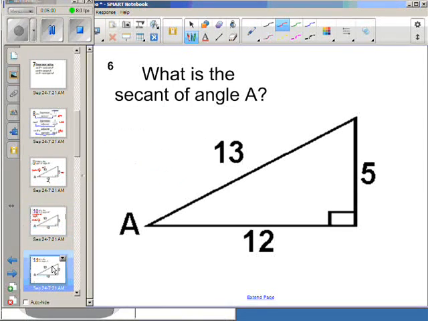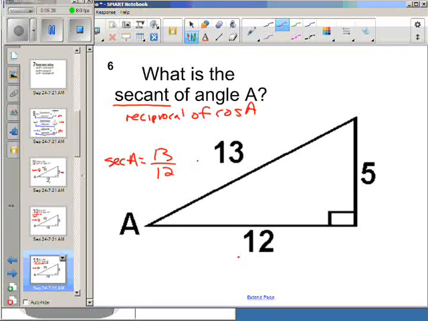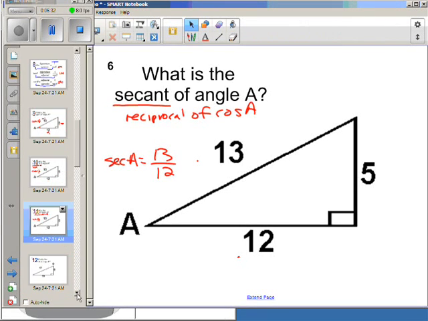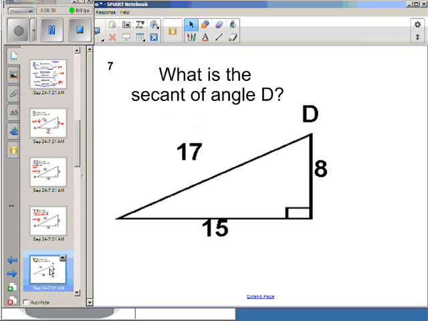Try one more. Maybe you should try this one on your own. Pause the video, see if you can get it. So in this case, we want the secant of angle A. In my mind, that does not have a co, so I need one of my first three that has a co, that's cosine. So this is the reciprocal of cosine of A. And cosine of A is adjacent over hypotenuse. So secant of A will be hypotenuse over adjacent. All right, so that is at the very basic level.